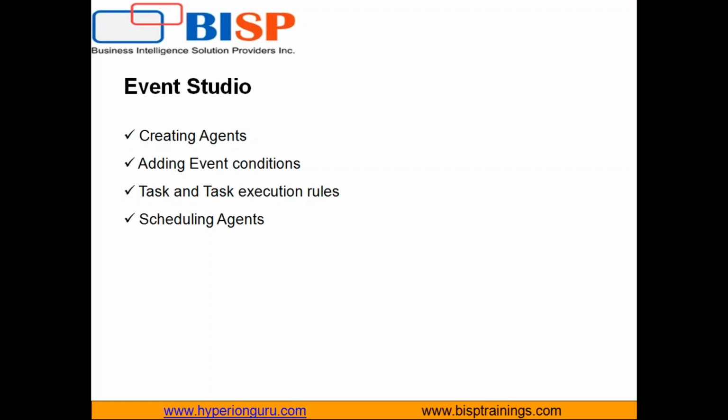I can send a mail to the production department. I can run a report. For example, I have a vendor list, a supplier list. So I can run the report, attach it, and send it to the end customer, that is, the purchase department. So depending upon the event, if the event is true, then I can implement multiple tasks. This is the purpose of Event Studio.